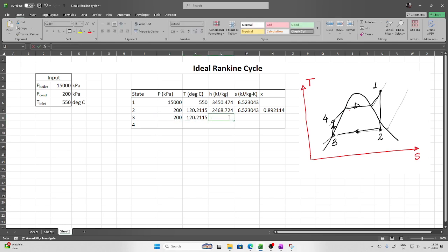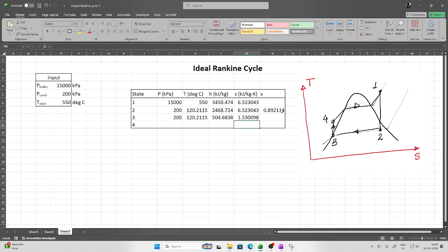Then comes the enthalpy. Now this is saturated liquid, so the enthalpy of liquid has to be evaluated with respect to this pressure, that is condenser pressure. Then the entropy, that is saturated liquid entropy with respect to pressure. This is the one, and that's it.